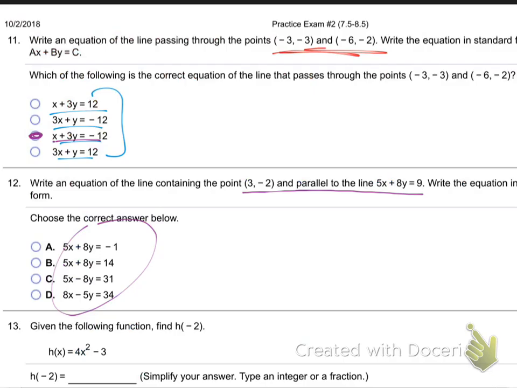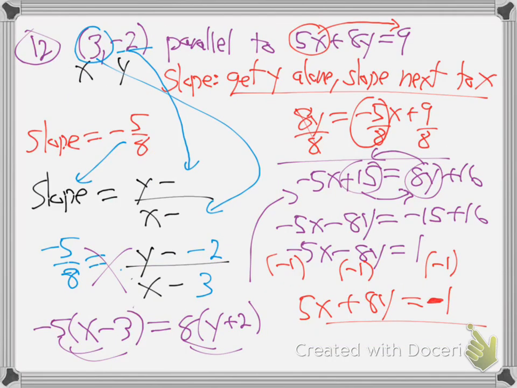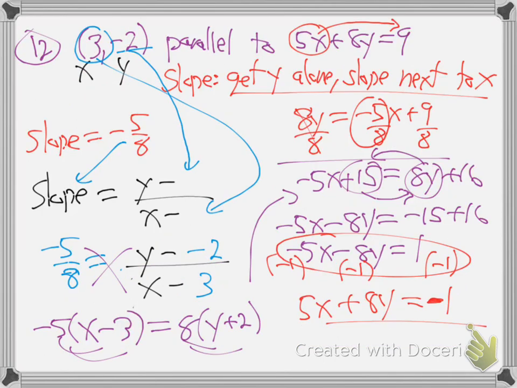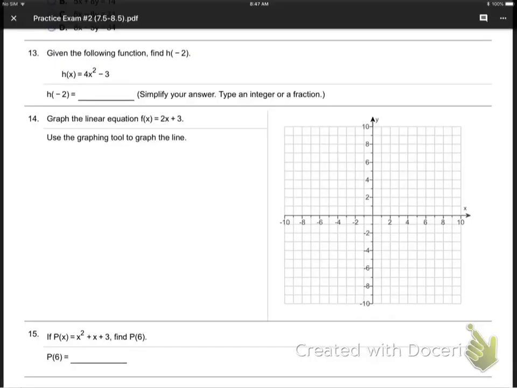Let's go check. 5x plus 8y is -1. There it is, answer A. So right at the end, when we have negatives on this side, we have to multiply through by -1 because their answers don't have negatives, and I'm trying to match it up. So there we go. Okay, number 13, they want h of -2.